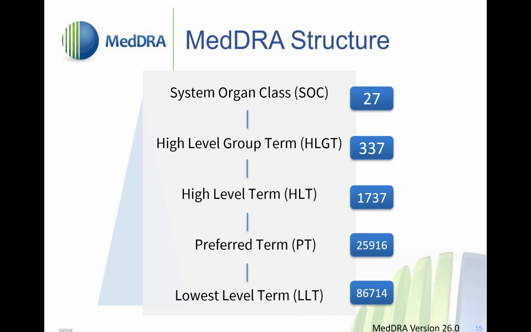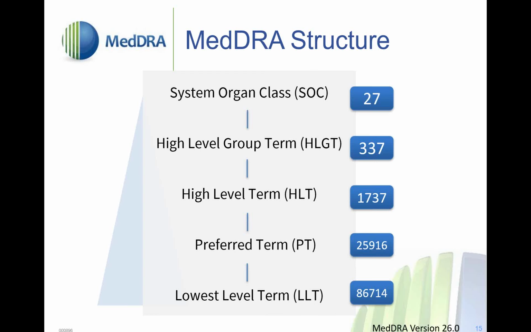And so one of these equivalent LLTs is selected to be preferred to all the others to represent this single medical concept. So the LLT that is selected to represent this single medical concept is duplicated at the PT level. Same term, same spelling, same numeric code. So every single preferred term at the PT level, you'll see it again at the LLT level.